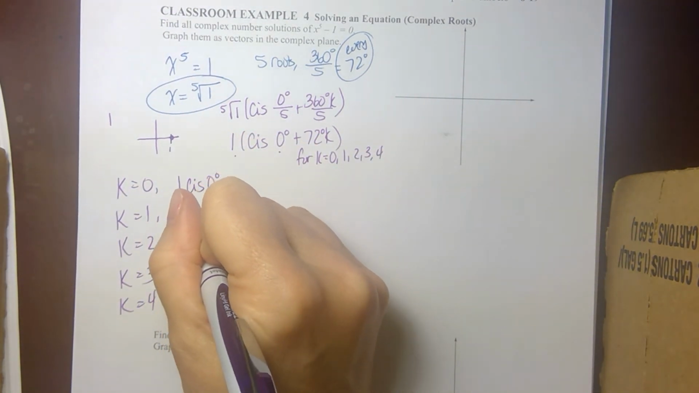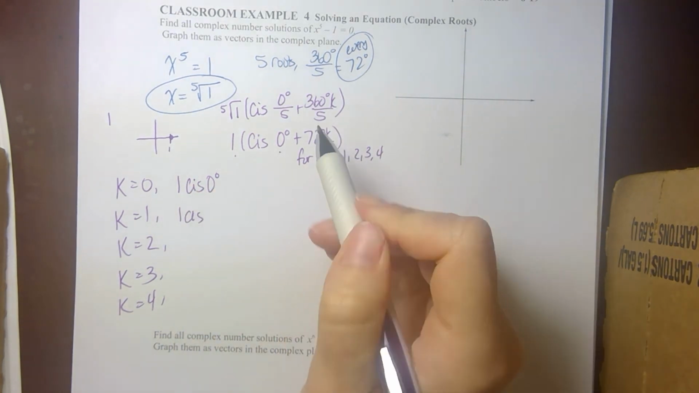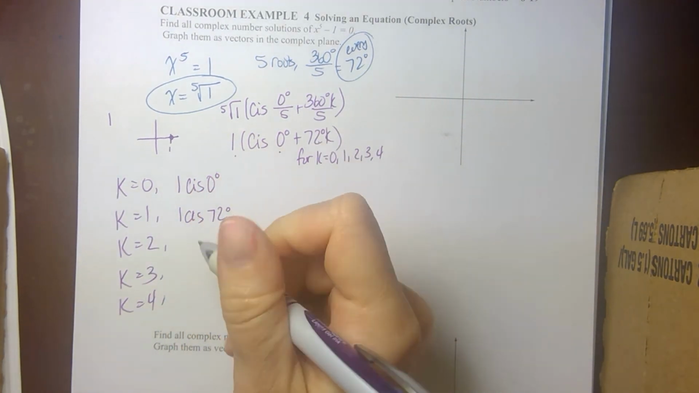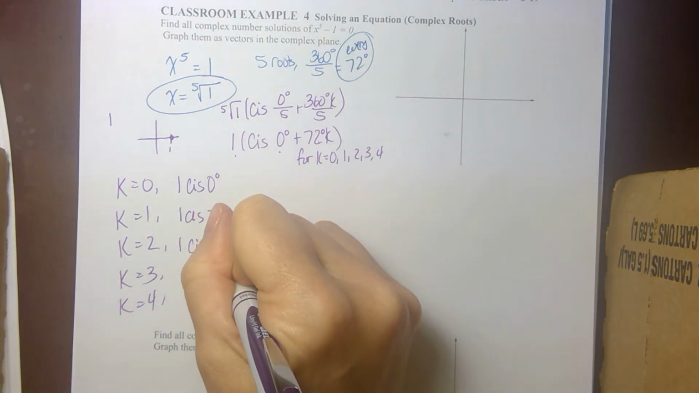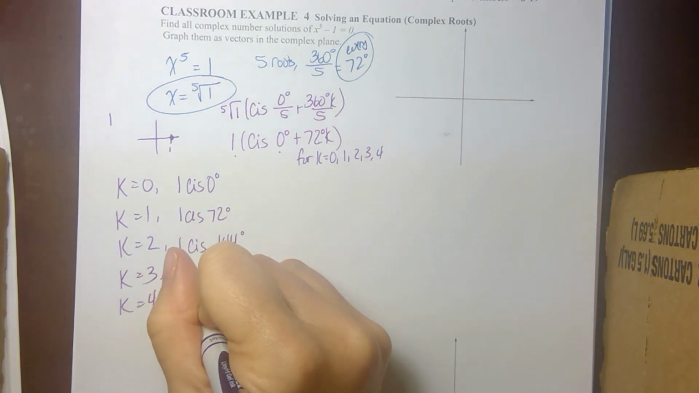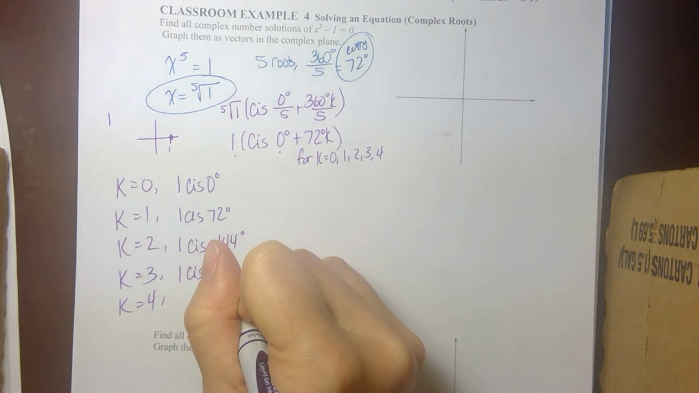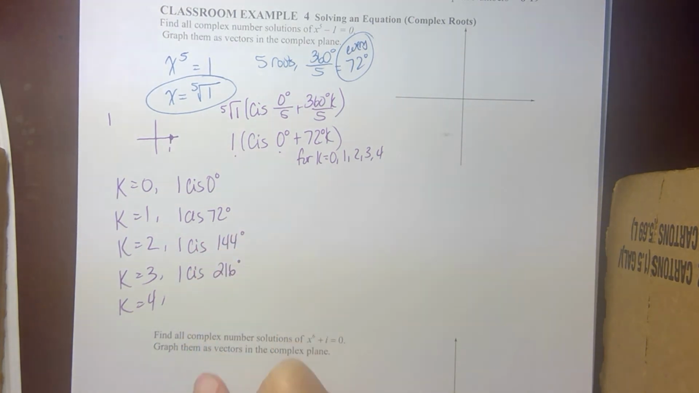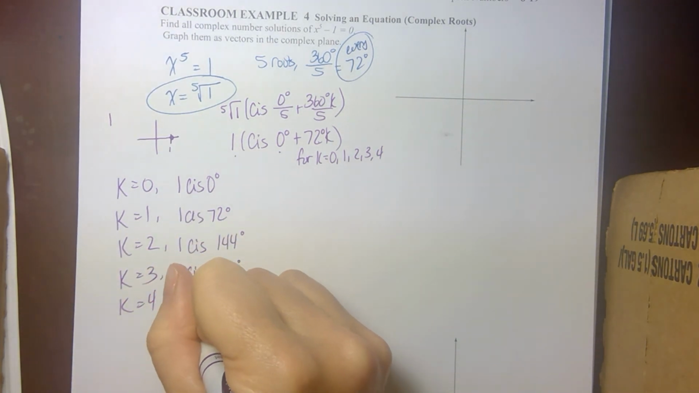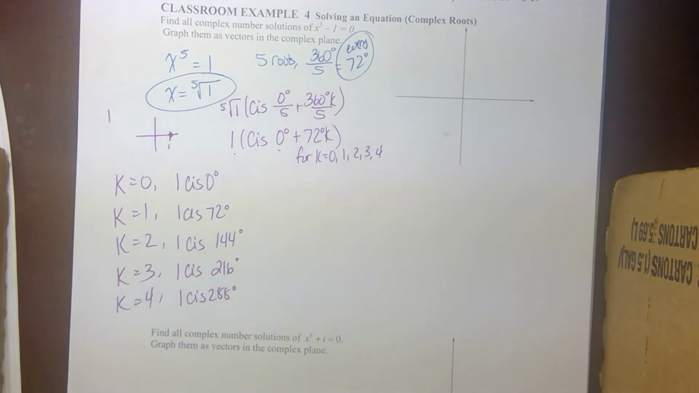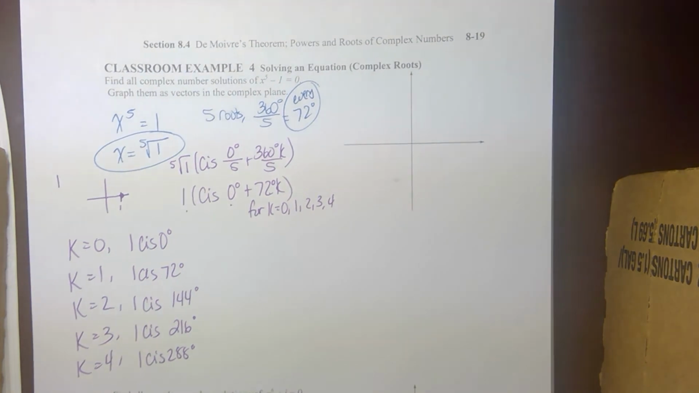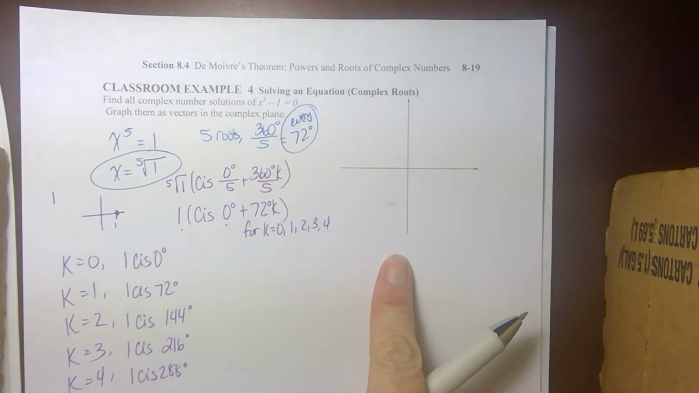Where's the next root? Well, how often? Every 72 degrees. So that's going to be at 72. My third root, I will add 72 there and get 144. I add 72 again, and I get 216. I add 72 again, and I get 288. Now, these are our values that we need to put on our graph.